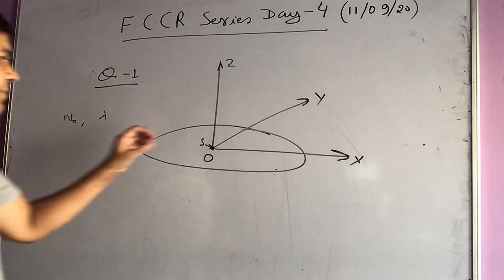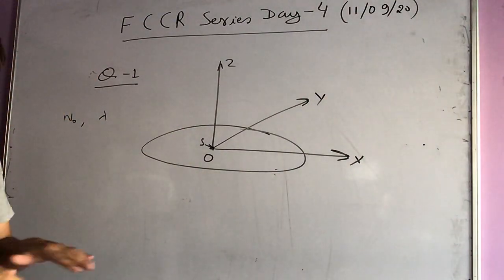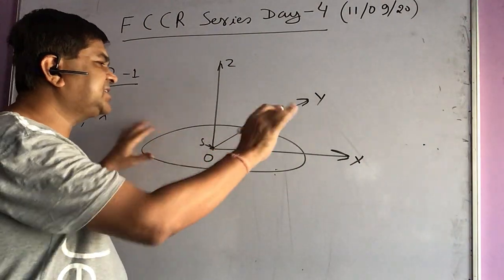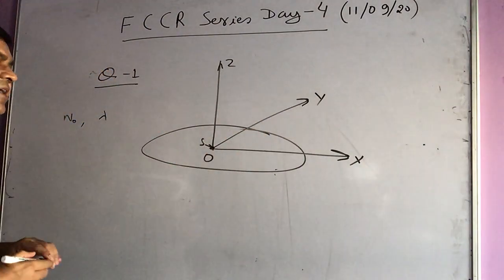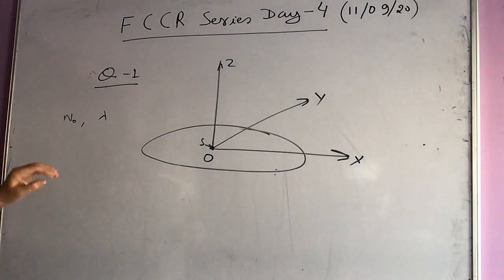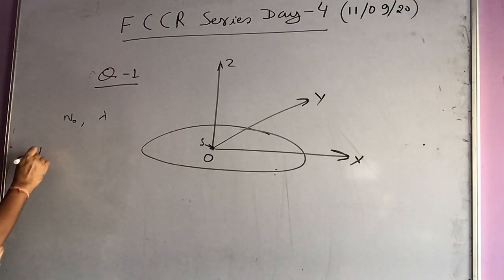This sample is placed at the center, and whatever beta particles are formed, they are moving along the plane of the disk to create a radially symmetric current.